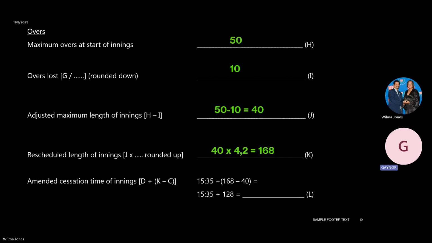To make it easy, I usually take, if there's 60 minutes to the hour, so 120 will basically give me 2 hours and 8 minutes. So if I add 2 hours and 8 minutes to 1535, that would give me 1743. So 17 minutes to 6, that's the cessation time for the second innings. I hope I'm right.